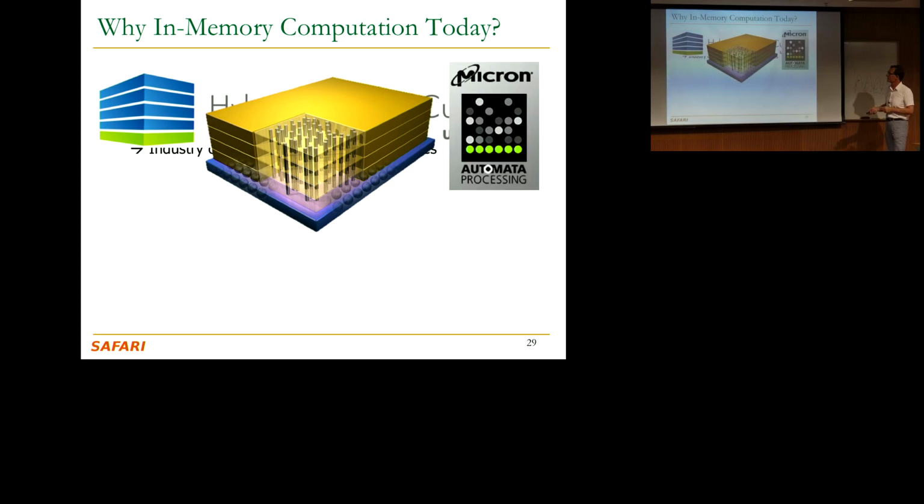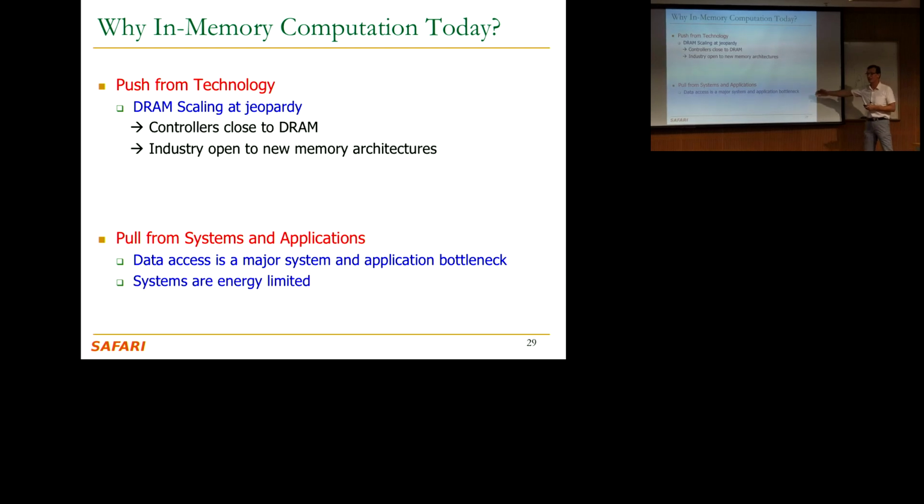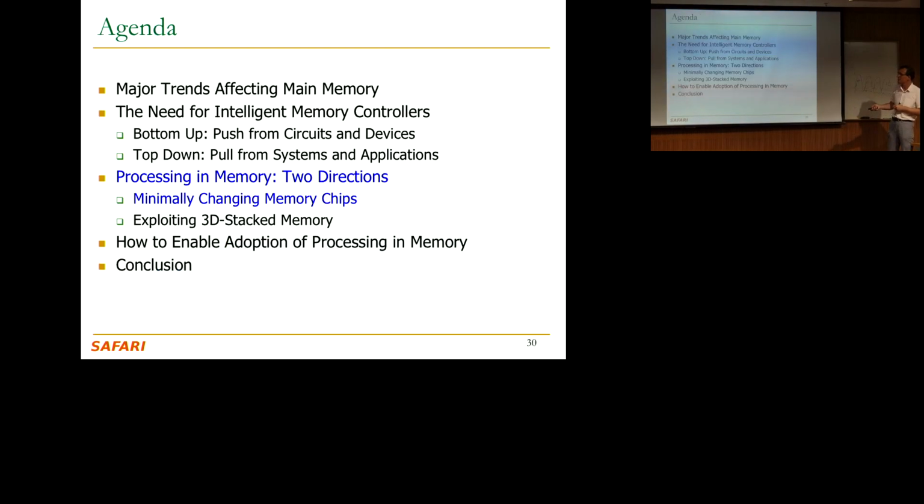And we're going to talk about 3D-stacked memory. And people have been experimenting with very limited forms of processing inside the DRAM chip. I think this is very limited, but this is an example of a prototype chip that people have built. And there's a huge pull from systems and applications because data access is a big bottleneck, systems are energy limited, and data movement is much more energy hungry. So this is the summary. Now let's talk about how we can actually enable this. I don't think putting a processor inside a DRAM chip is going to be the answer, because you designed this processor for a completely different purpose than putting it inside the DRAM chip.